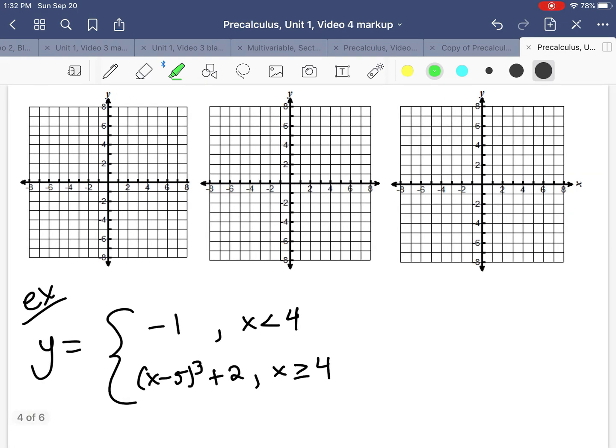Okay? All right, so let's do another. So this one right here, I have a combination of 2 problems. My first problem is y equals -1.